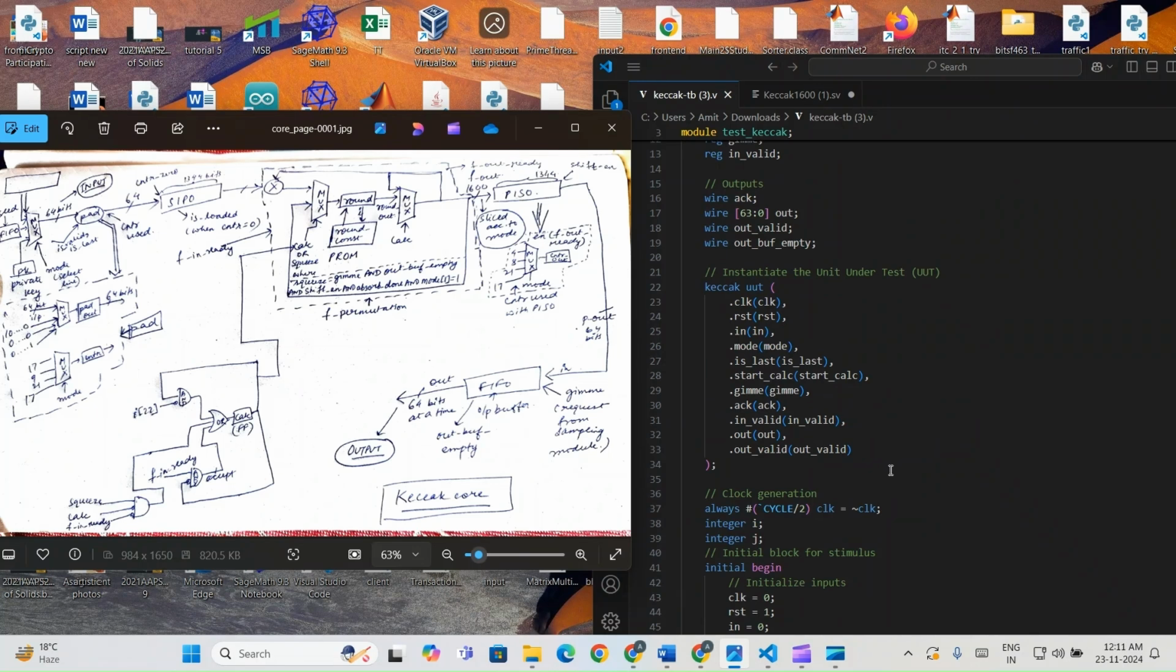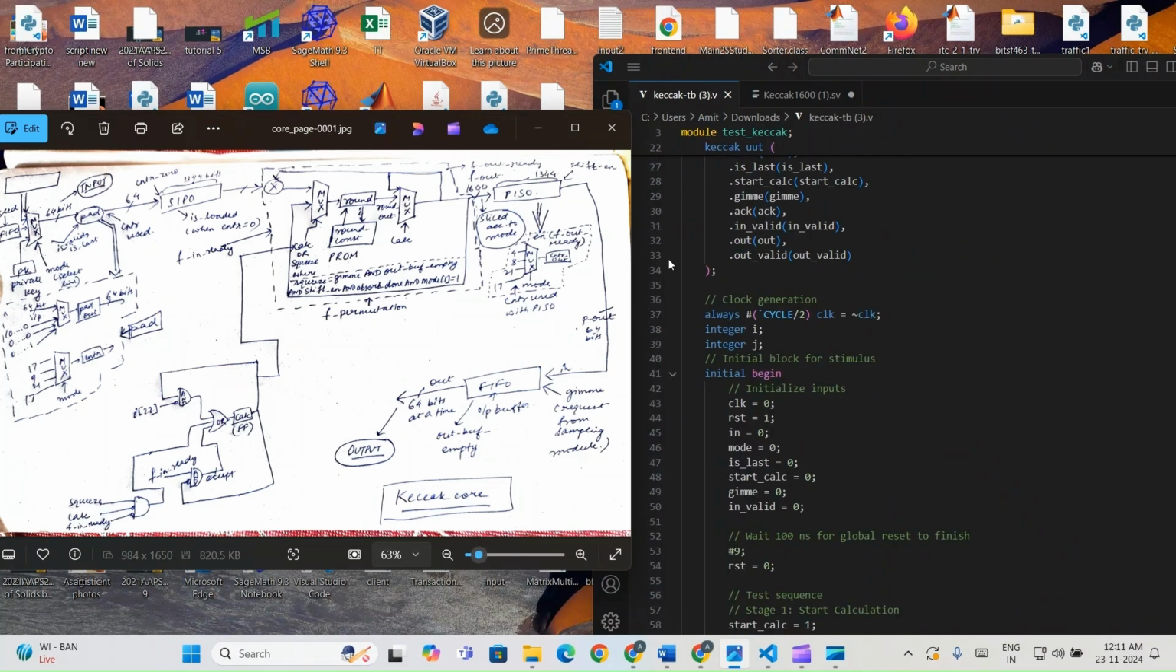Next, we have part 3, that is the initialization block from lines 38 to 54. So from here, lines 38 to 54 is the initialization block. This block initializes the test bench. The reset signal is held high for 9 nanoseconds to reset all modules in the Keccak core. All input signals are set to their default states.